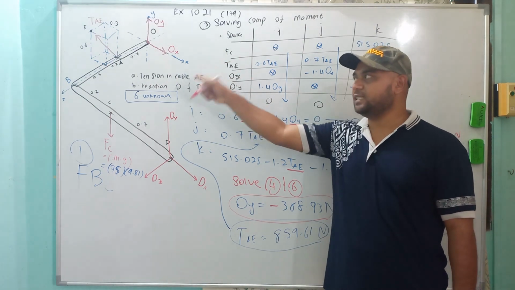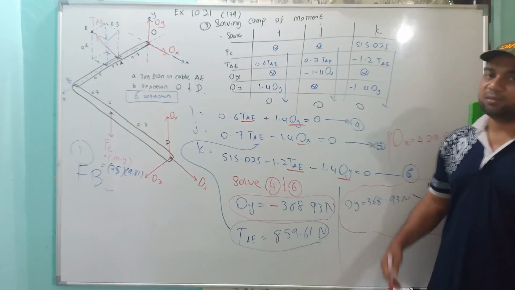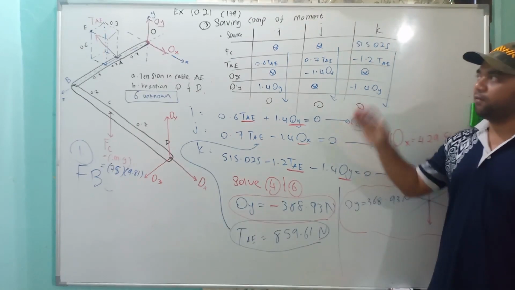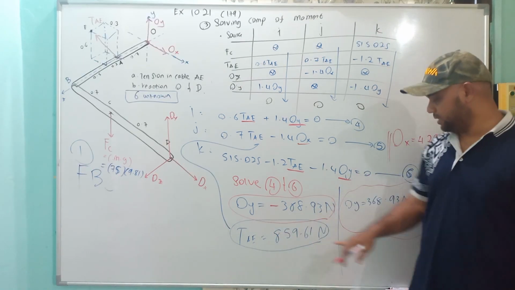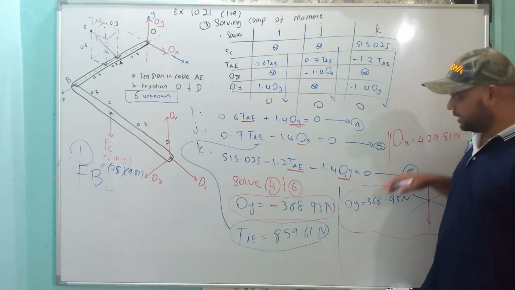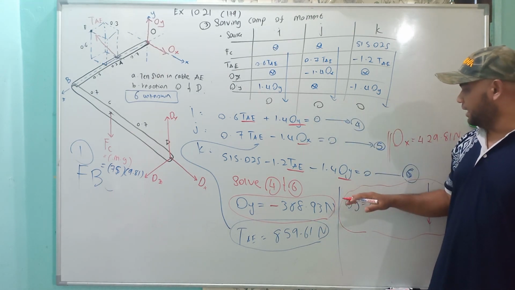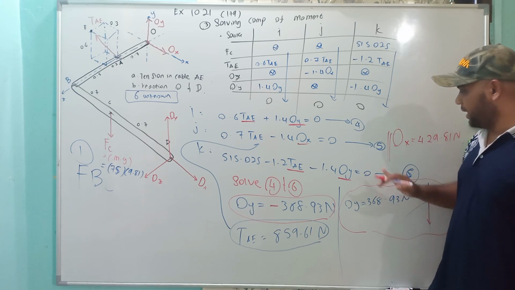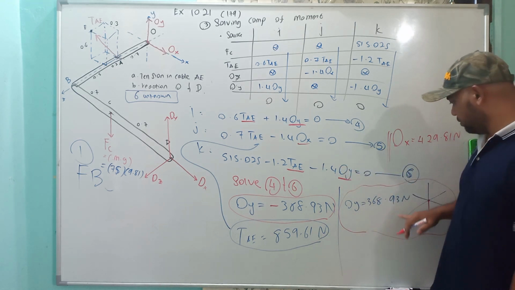If you get the tension negative, there is something wrong with your calculation, so go back and check the calculation. But for OX and OY, it doesn't matter. If it is negative, it is opposite direction from your assumption. Okay, now from this, you have already solved for 3 unknowns, which are OX, TAE, and also OY.